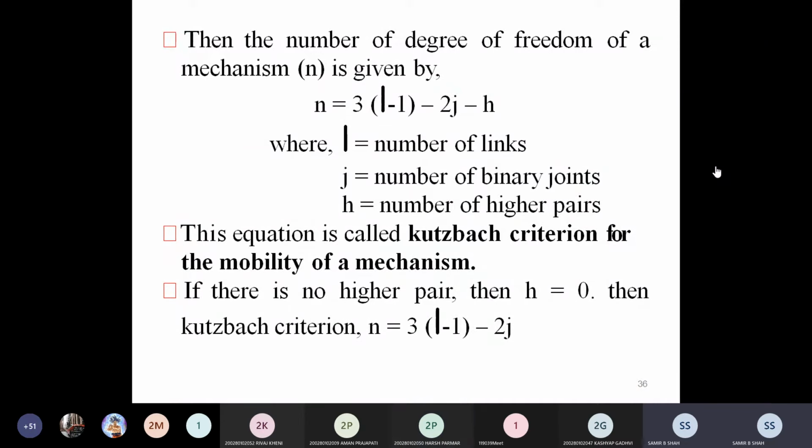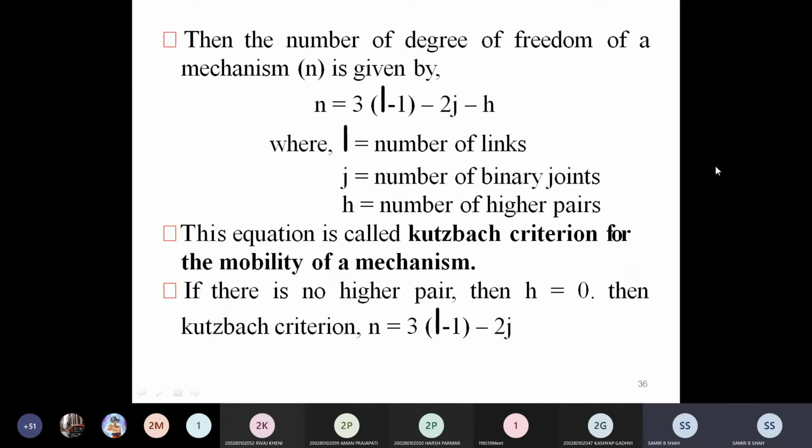So remember, this is the third equation. L is equal to 2p minus 4, then the equation is J is equal to 3 by 2 L minus 2. Now the third equation regarding degree of freedom is n is equal to 3(L minus 1) minus 2J minus H, where L is the number of links, J is the number of binary joints, and H is the number of higher pairs.